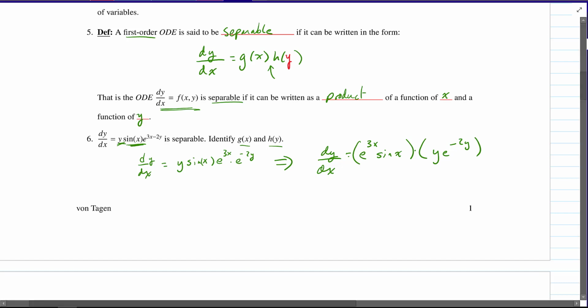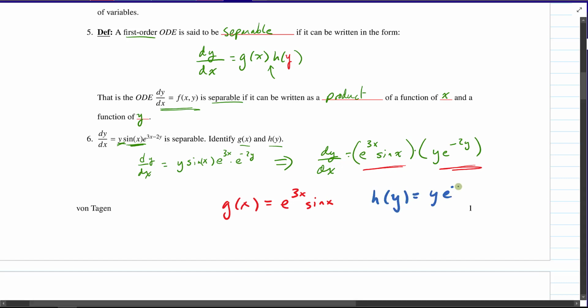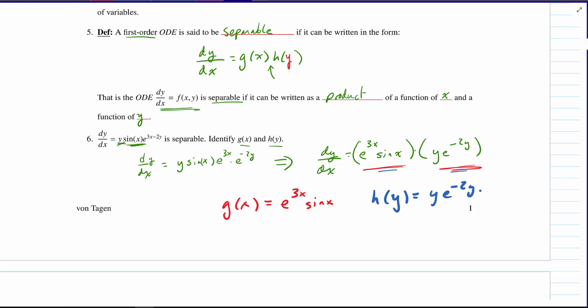So here it's clear that we've written this differential equation with dy dx on the left hand side, and on the right an expression just involving x and an expression just involving y. The g of x would just be e to the 3x sine x, and the h of y would just be y e to the minus 2y. Because we were able to write it in this separable form, this is a separable equation, and the technique I showed in the first example would apply. So let's keep working.